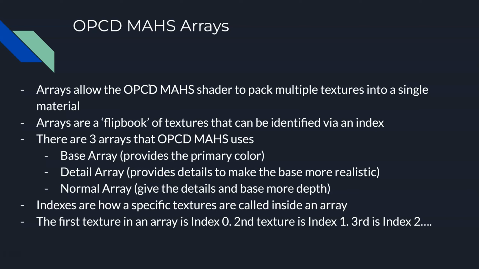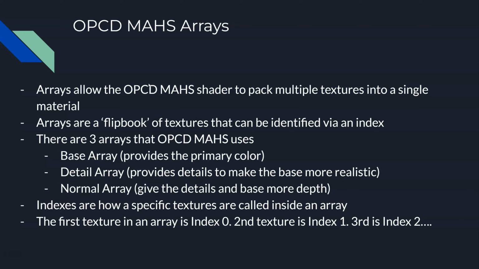So what are these arrays? Well, they're a flip book of textures. Imagine you've got a book and you can flip the pages and you can select what page you want to use. That's essentially what it is. Each page is a texture, and that texture is identified via index, which is just a number. It's an integer from 0 to however many textures reside in that array.